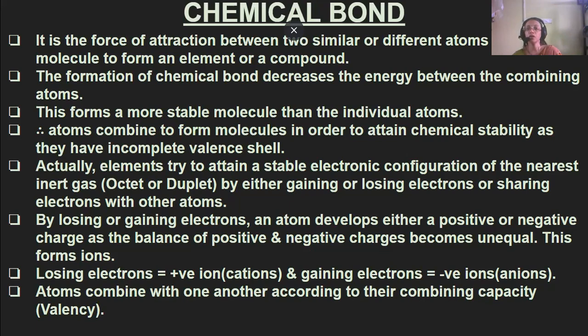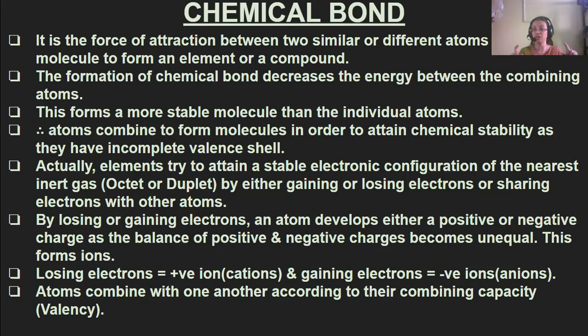The formation of the chemical bond decreases the energy between the combining atoms. When the chemical bond is forming, what happens? The energy decreases between the combining atoms. The combining atoms have certain energy levels. Now that decreases when the chemical bonding is formed. This forms a more stable molecule than the individual atoms.